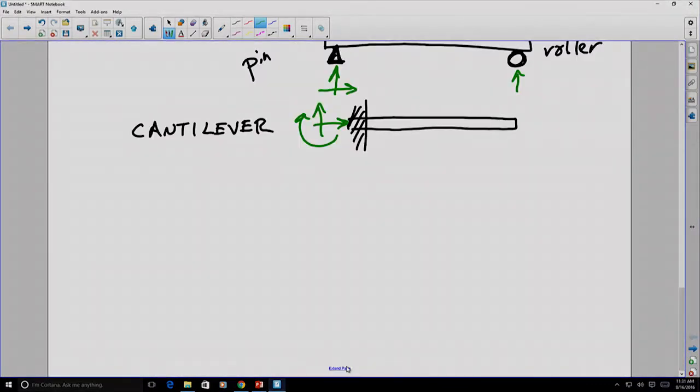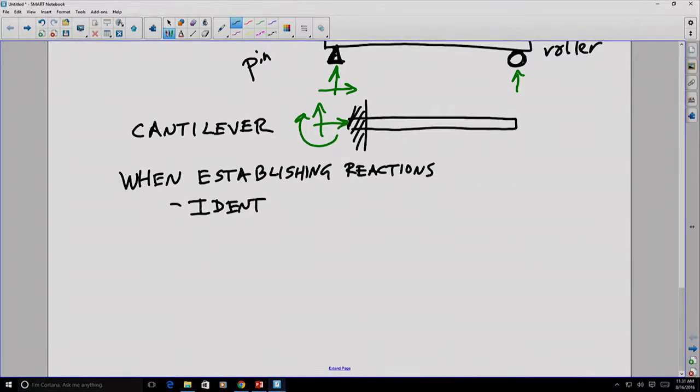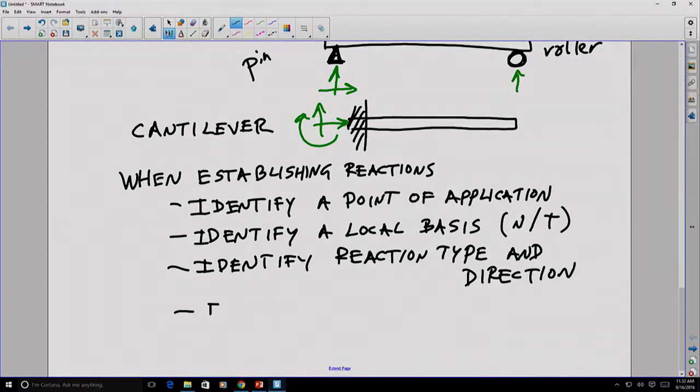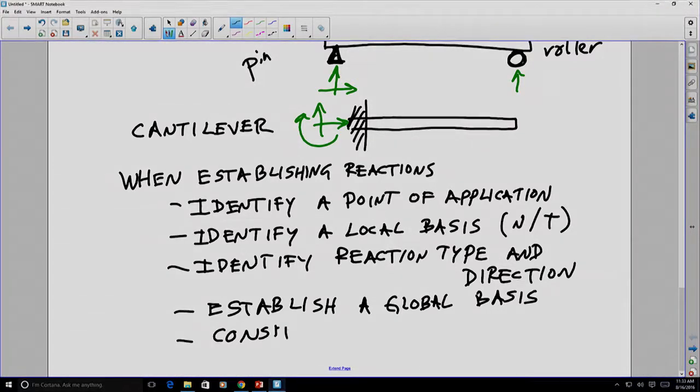So, how does this fit into our process? When establishing your reactions, you're going to identify a point of application. In other words, determine where you're removing the force from or where you're cutting it from. Identify a local basis. In other words, figure out what is normal and what is tangential. Identify the reaction type and direction. Then we establish a global basis, which may line up with your normal and tangential forces. In fact, it's usually wise to pick one that does line up with at least one set of normal and tangential forces. And then finally, consider the reaction in that global basis.